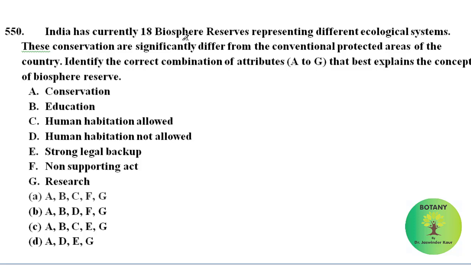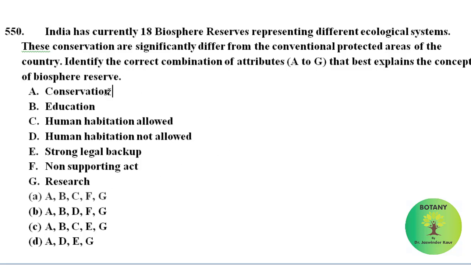India has currently 18 biosphere reserves representing different ecological systems. These conservation areas significantly differ from the conventional protected areas of the country. Identify the correct combination of attributes A to G that best explains the concept of biosphere reserve. The attributes A to G that were given, which are correct for the biosphere reserves?